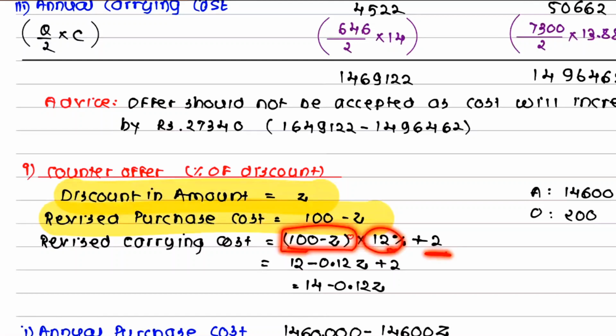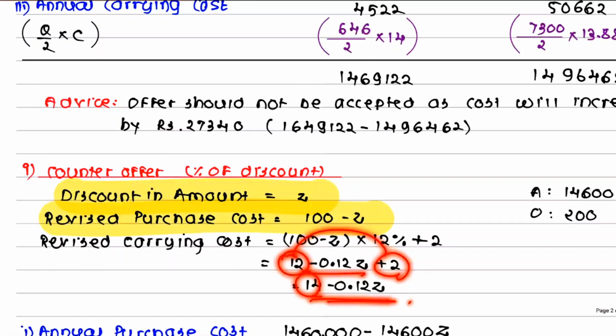Now if you know a little maths, this is 12%, so 12% of 100 is 12, and here of 1 it becomes 12% of Z, 0.12 Z, and then 2 will remain. Then if this is 2 and this is 12, both add up to 14 minus this. Understood a bit? Just in case you want to write, you can tell me. I know you don't want to write, but still, just in case, okay? A is how much? 14,600. That is sure. O is this.